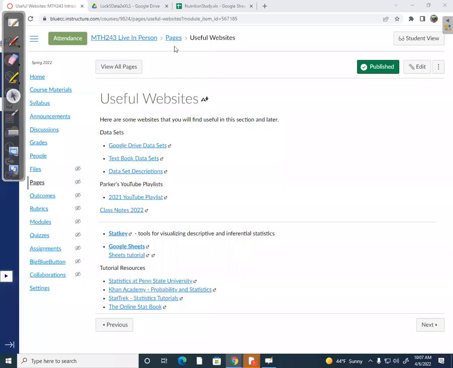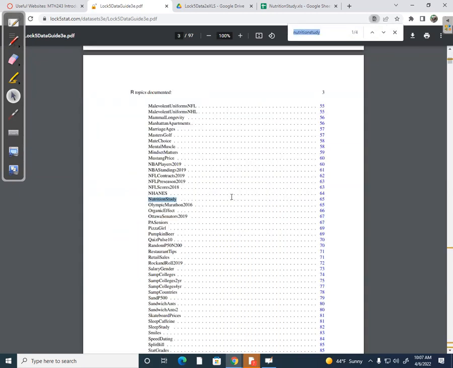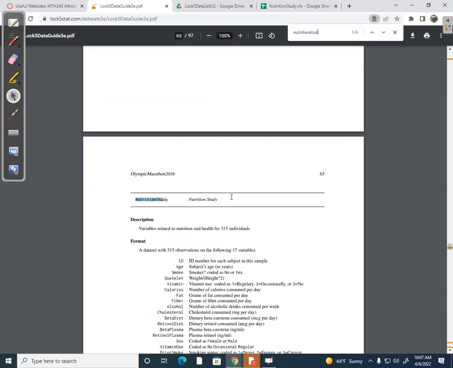All right, so we're looking at the nutrition study from the data sets here, and I'm gonna go jump into the description. And reminder, if you need to search a big document like this, Control F on your keyboard or Command F if you're a Mac user, and then just type what you're looking for, nutrition study, and then hit enter a couple of times. It'll jump you down to where it is in the document.